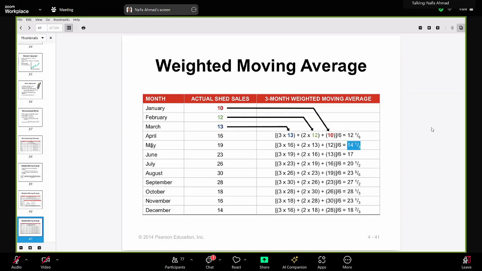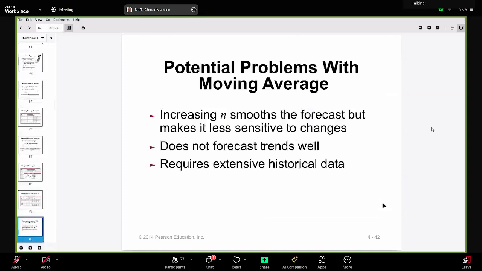Now, once the month is over, we get the actual data, and then we can compare what our forecast was and what the actual sales were. In this fashion, we can calculate the demand for different months of a year. Now the third one, potential problem with moving average.